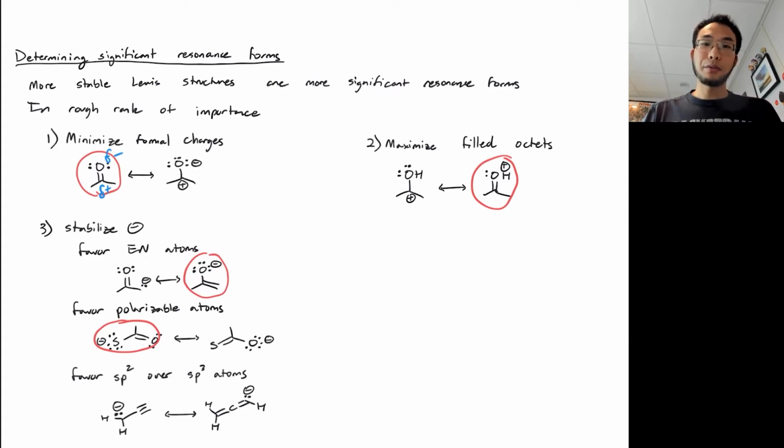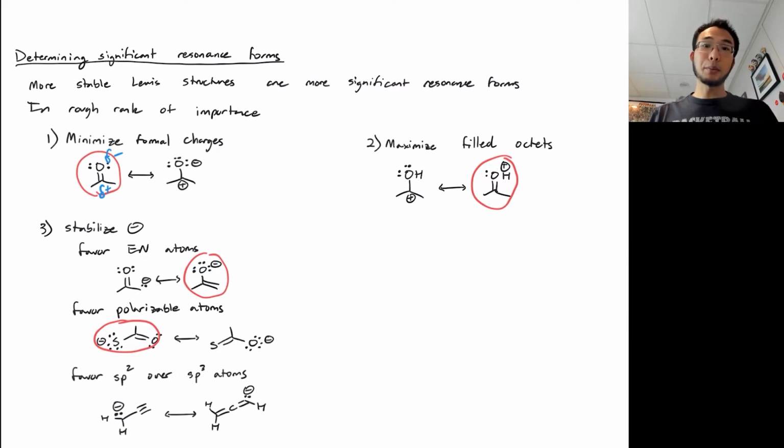Finally, we will prefer certain hybridizations of atoms over others, and what we're looking for is how much s character there is in the hybrid atom. So we'll favor atoms that have more s character. In an sp2 atom, you have 33% s character. In an sp3 atom, you'll have only 25% s character.